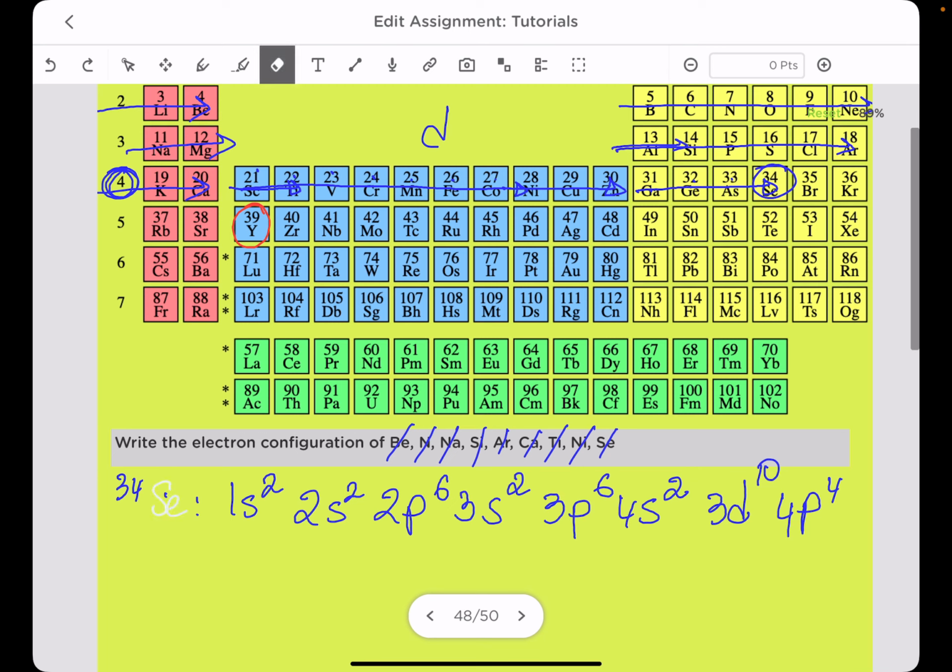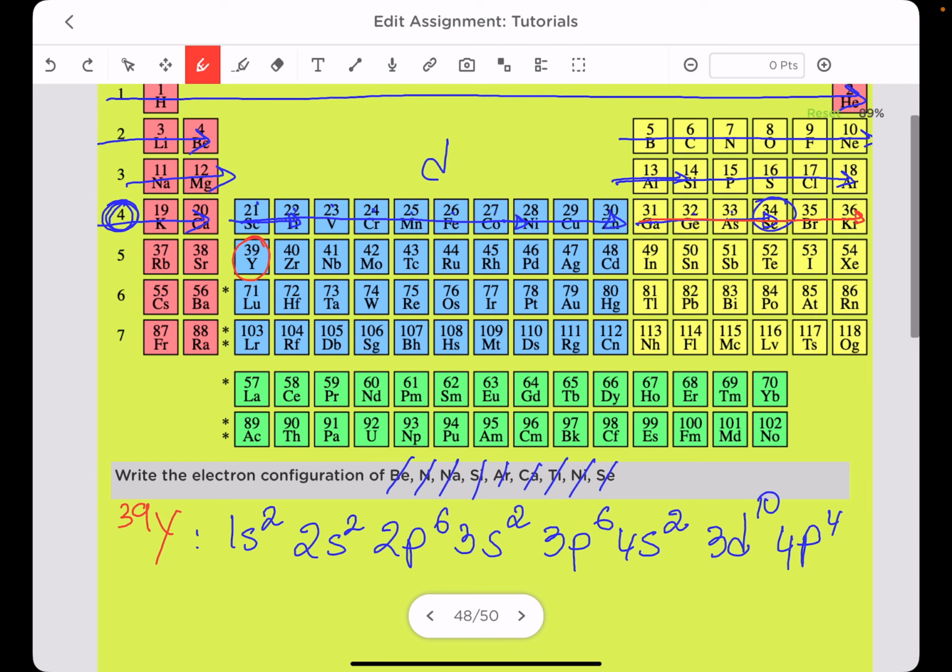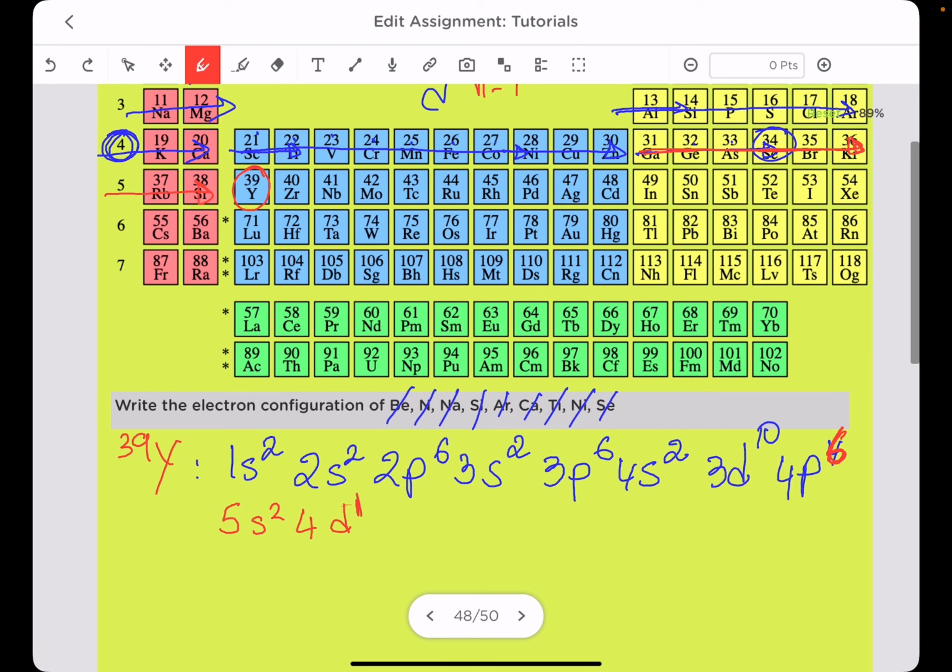So let's change and write here yttrium with the 39 electrons. So you're going to continue all the way, everything mentioned before: 1s2, 2s2, 2p6, 3s2, 3p6, 4s2, 3d10, and instead of saying 4p4, you're going to take it all the way 4p6, and then 5s2 all the way, and then you say 4d1, because remember the d is always n minus 1. Let's continue with more examples.